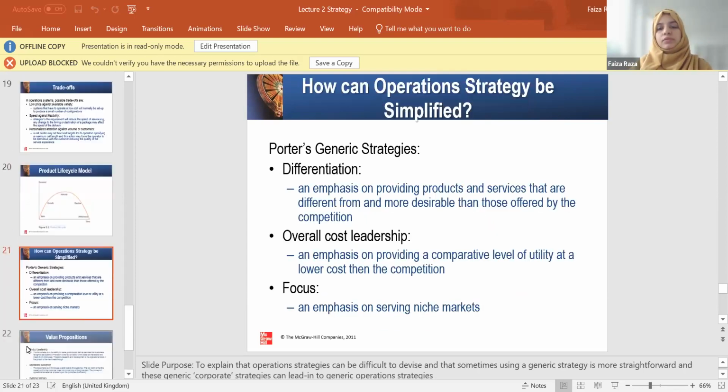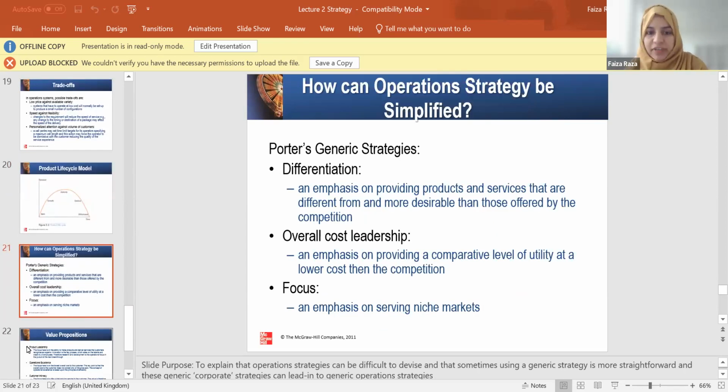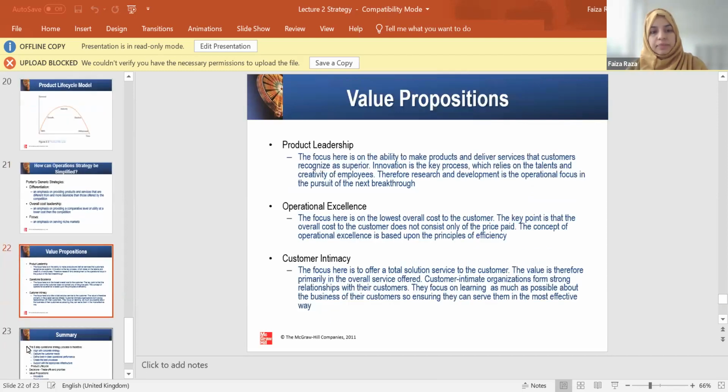How can operation strategy be simplified? There are Porter's generic strategies. First is differentiation: you are creating differentiation from others in your product or service. Overall cost leadership: some companies always sell at low prices and in good quality. Then focus, serving a niche in the market. And a value proposition in terms of product leadership, operational excellence, and customer intimacy.